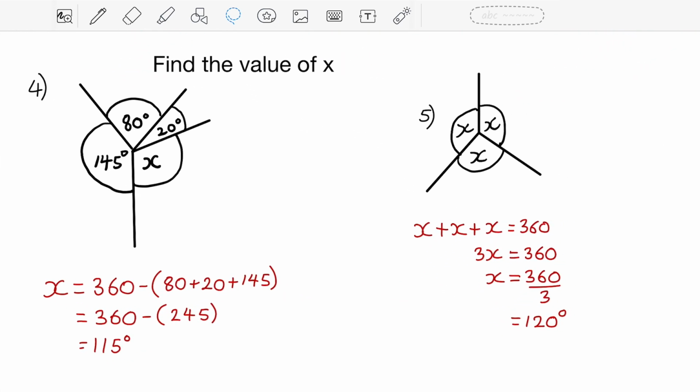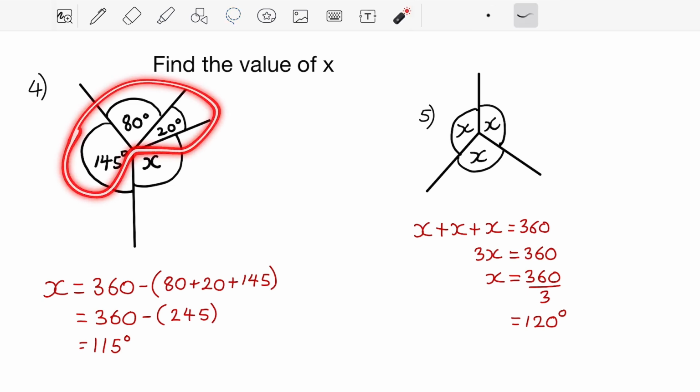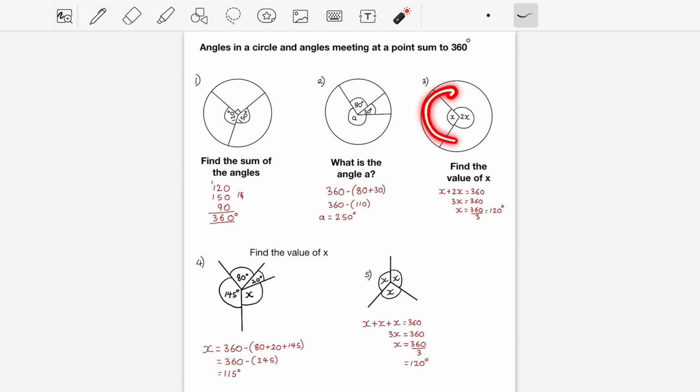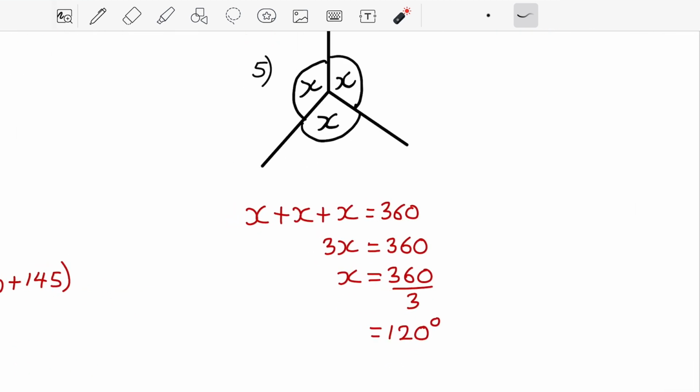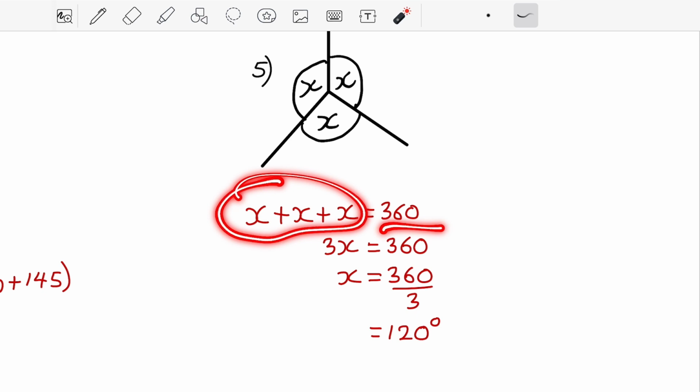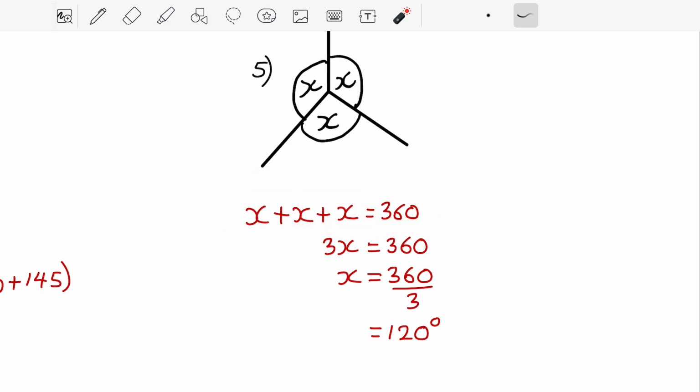Number 4, we can add the three angles that are given. We'll get 245, we take it away from the total and we get 115 degrees. And number 5 is basically the same as number 3. When we add the x terms, we'll get 3x. 3x is equal to the total. So 1x is equal to 120 degrees.